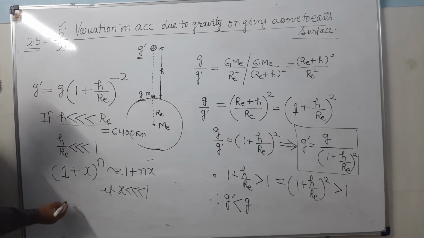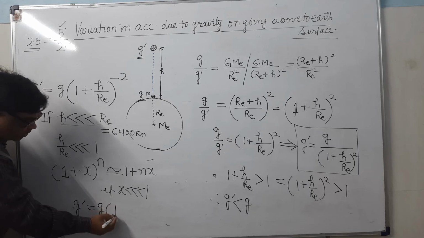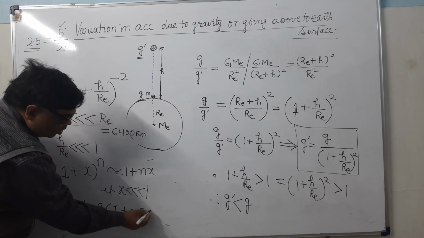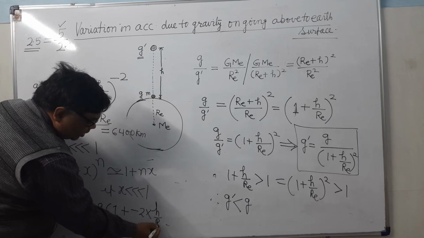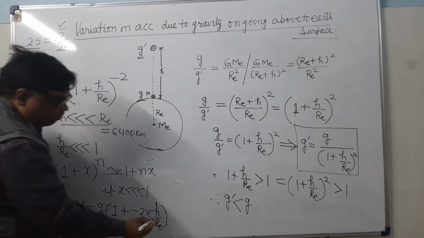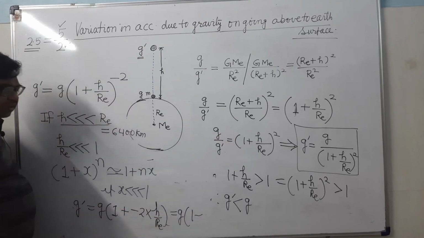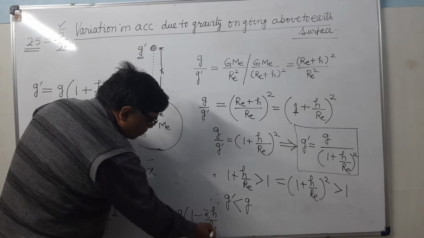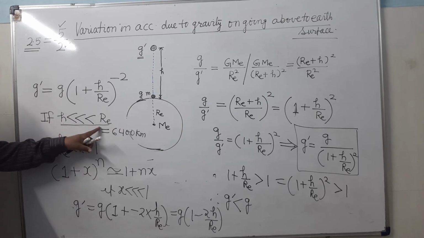So we can write here g' equals g(1 + nx). What is n here? Minus 2. What is x here? h upon Re. So on further simplification, it will become g within bracket 1 minus 2h upon Re.